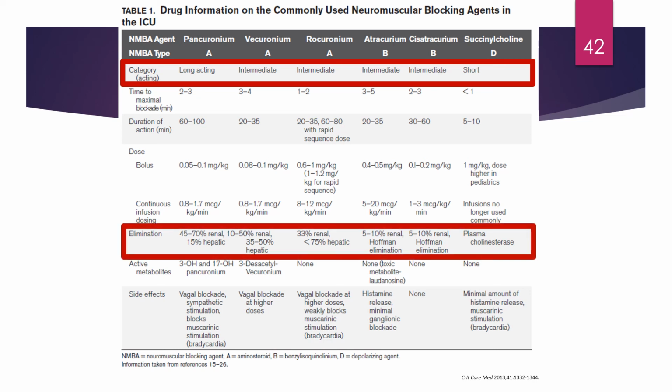Elimination. I don't necessarily want you to know the percentages of each of these, but I do want you to know how these drugs are eliminated. Renally, hepatically, or via Hofmann elimination, which is basically cisatracurium and atracurium, and then succinylcholine is done via plasma cholinesterase. It's very, very quick. Additionally, I do want you to be aware with atracurium that histamine release is a major problem with this agent, and obviously that's a reason why we don't really use it too much in practice. I've seen it maybe a couple of times in practice.